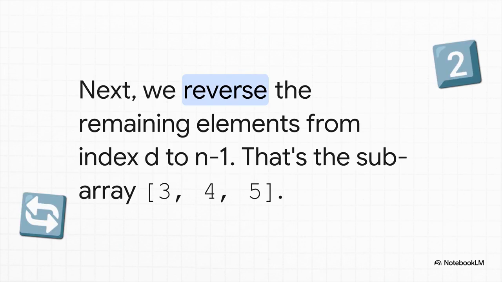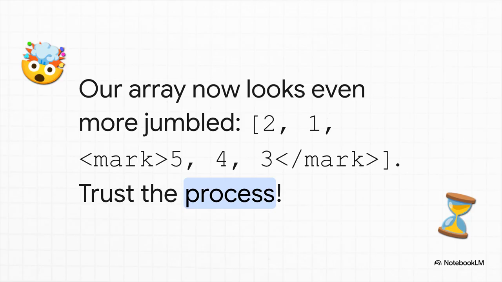Okay, next up, we ignore the part we just touched and we reverse the remainder of the array, which is 3, 4, 5. And now it looks even more jumbled. We've got 2, 1, followed by 5, 4, 3. Honestly, this is the moment where you might think the algorithm is totally broken. But you gotta trust the process. The magic is all in the final step.